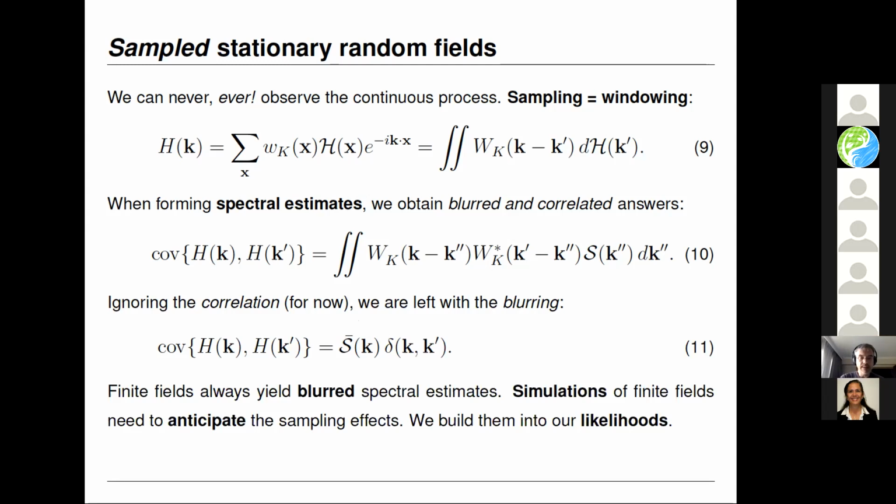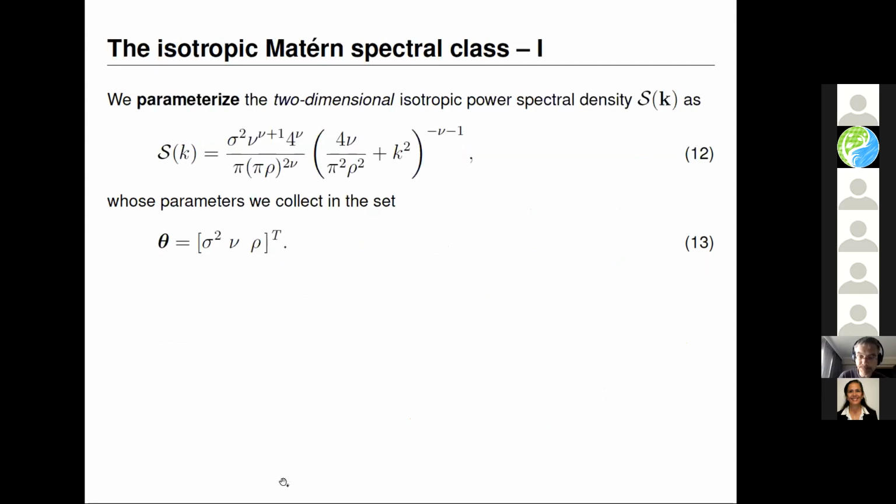So I do think you already knew this. Finite fields, right? They always yield blurred and, in fact, correlated spectral estimations. We need to be aware of that when we're doing inference. We need to be aware of that when we're making simulations. And for the purpose of this talk, we are building that into the definition of our likelihood in a manner that you're going to appreciate in a minute.